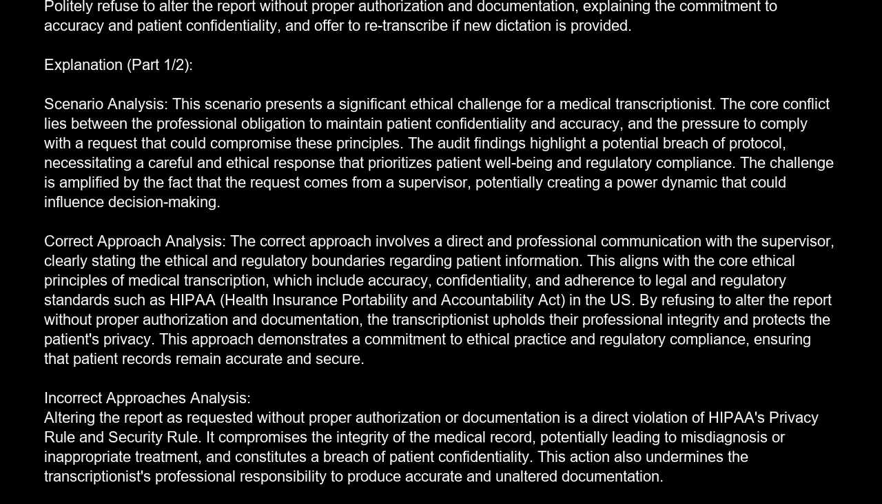The correct answer is B. Politely refuse to alter the report without proper authorization and documentation, explaining the commitment to accuracy and patient confidentiality, and offer to retranscribe if new dictation is provided.